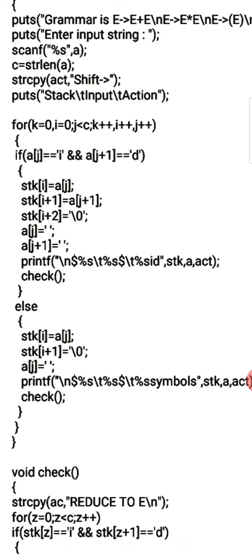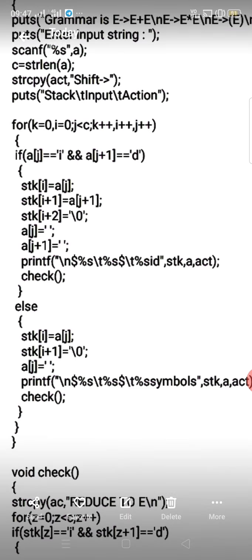The else part will be executed because a of j is containing plus. That plus is pushed onto the stack. The shifting of the symbol is shown in the else part, and then stack of i plus 1 is assigned a null character. The plus symbol is now in the stack, so I need to take it out of the input buffer. So an empty character is assigned to a at the location pointed to by j.